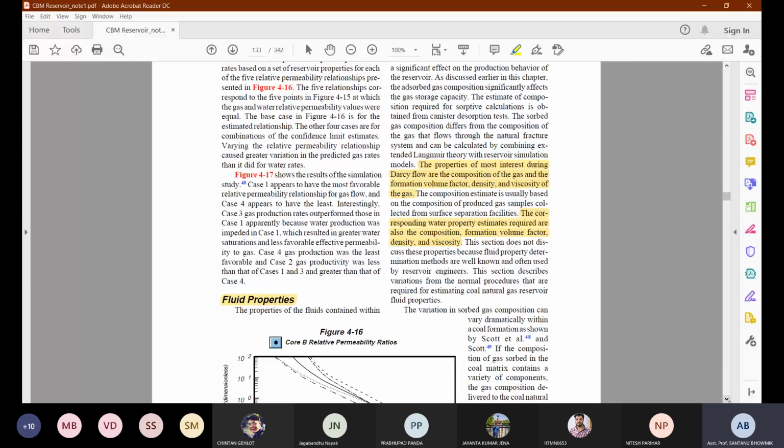Okay, so whenever there is a Darcy flow, the changes in the Darcy flow depend on the composition of the gas and the formation fluid. Okay, the fluid property, the formation volume factor. What is the formation volume factor? The composition of the gas and the fluid. Okay, the fluid density: if you have two types of fluid, based on the densities their pressure will change. The effective stress and the pore pressure are going to change, and obviously the viscosity of the gas.